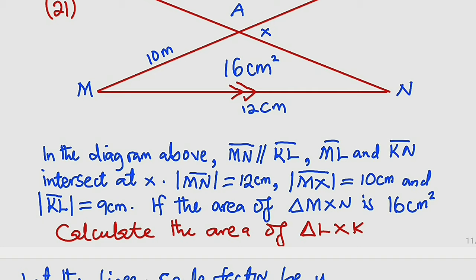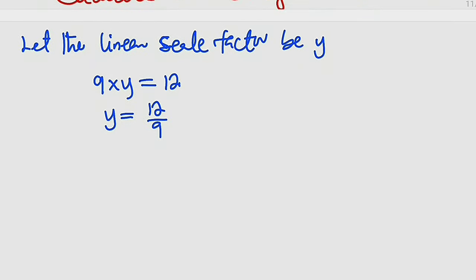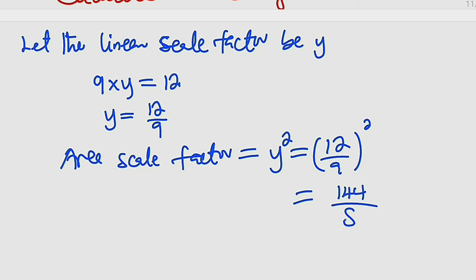Then there is what we call area scale factor. If we find that area scale factor, then multiply by this small area, it will give us the big area, definitely. And we can find that from the linear scale factor. So area scale factor would be Y squared, and Y squared is 12 divided by 9 whole squared, and 12 divided by 9 squared is 144 divided by 81, because 12 squared is 144 and 9 squared is 81. Therefore, this is our area scale factor.